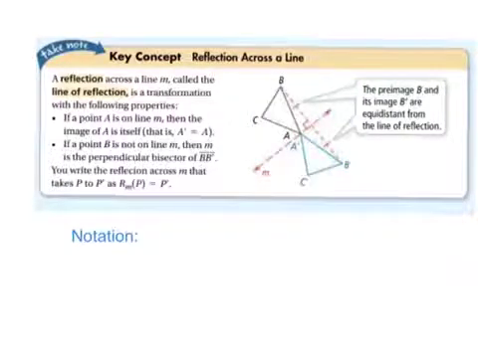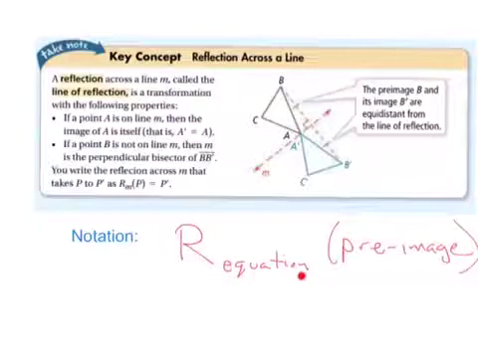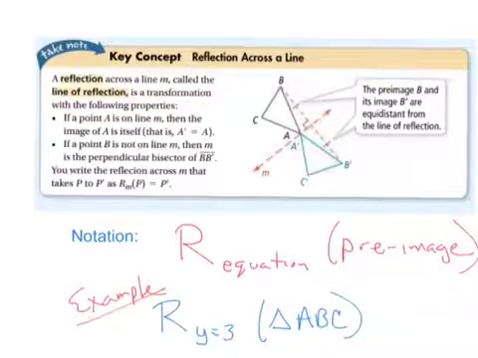And so for notation for reflections, we use a capital R to stand for reflection, and then down here in the subscript position, we write the equation of the line that we're reflecting about. Then last we write the pre-image, or the object that's going through the reflection. So an example of how we might write a reflection would be a reflection across the line y is equal to 3, and for this example we're reflecting triangle ABC.